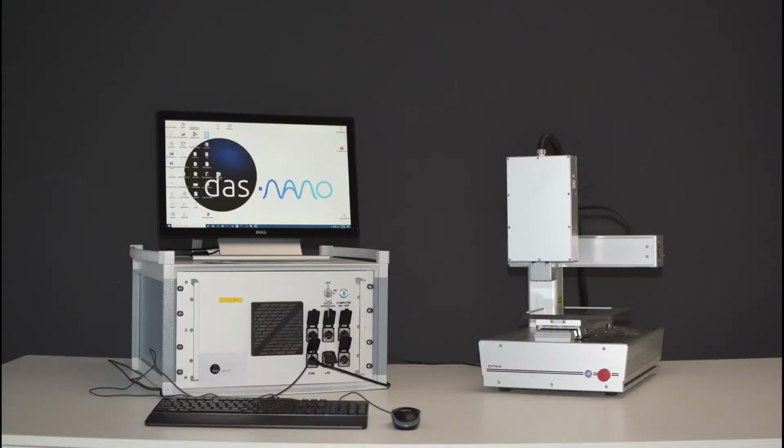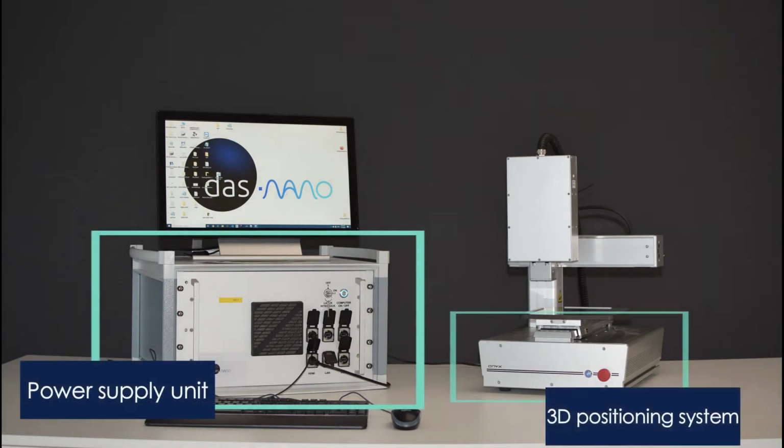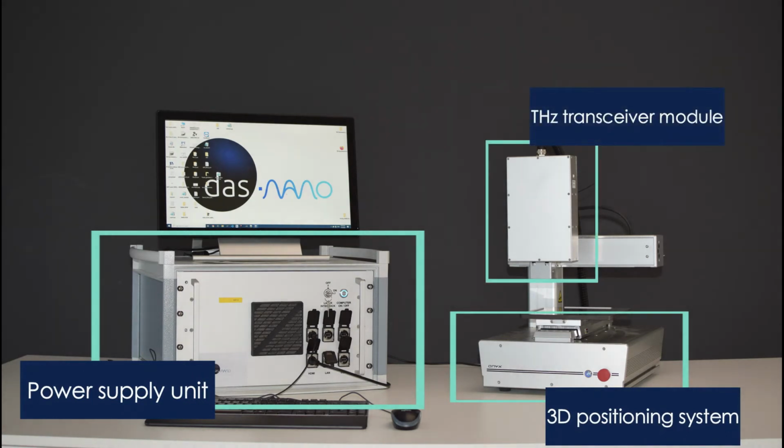The ONYX system is aluminum constructed, very robust and prepared for the industrial environment. It is formed by three differentiated hardware parts: a power supply unit, a 3D positioning system, and a terahertz receiver module with a camera to facilitate inspection of samples.